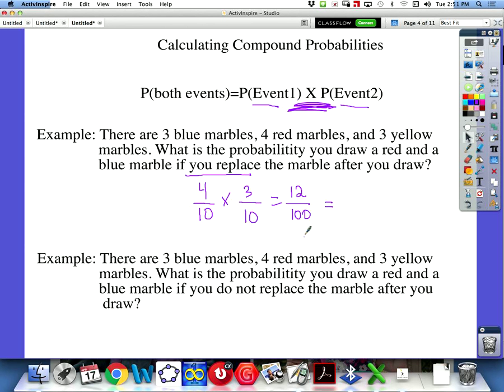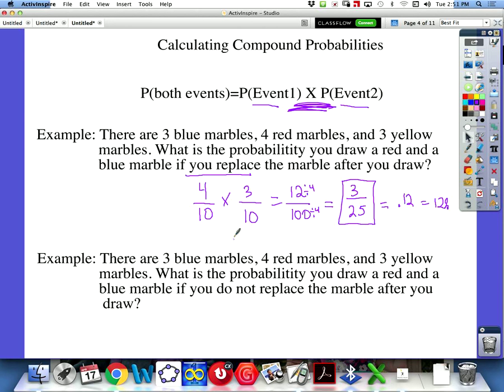If I want to simplify that, I can divide both of these. We'll start by dividing both of them by 4. 12 divided by 4 is 3. 100 divided by 4 is 25. So our probability is 3/25. If they wanted that as a decimal, we could go back here. That's 12/100ths or 12%.